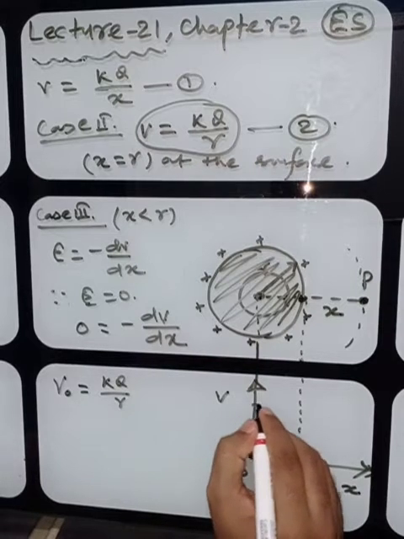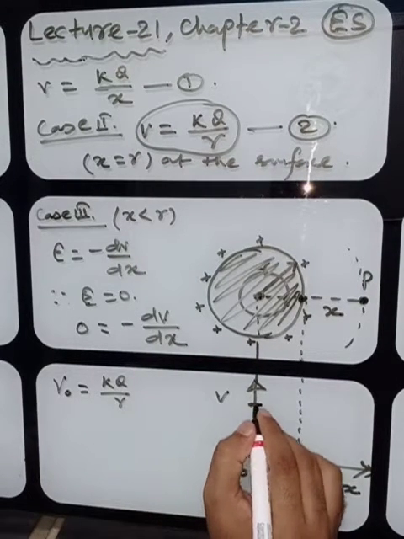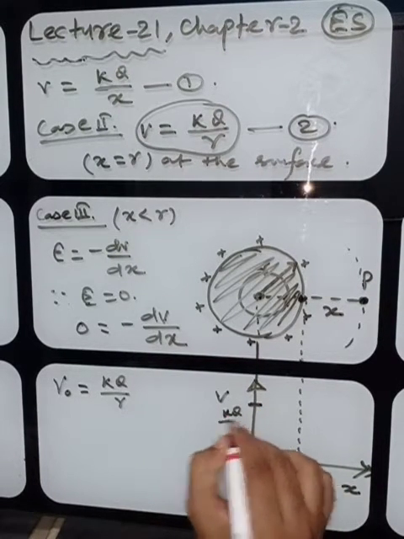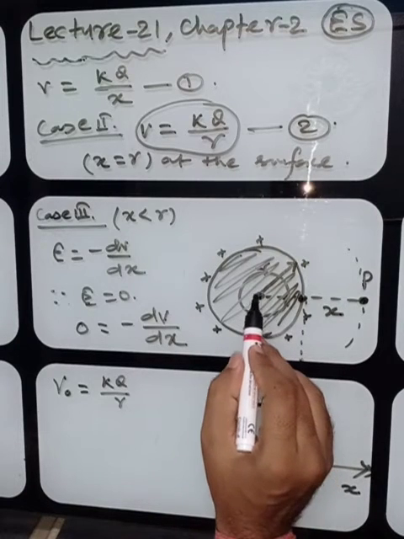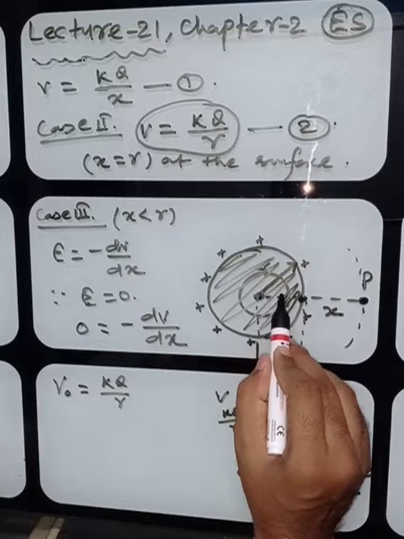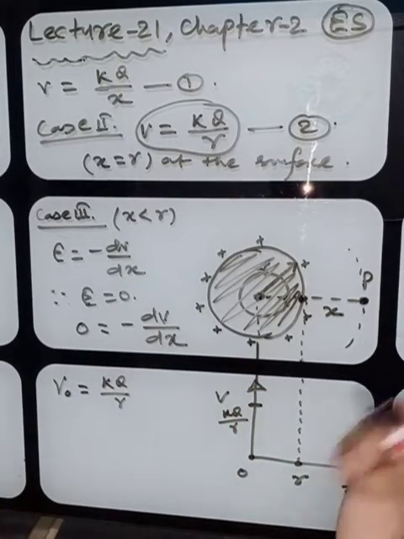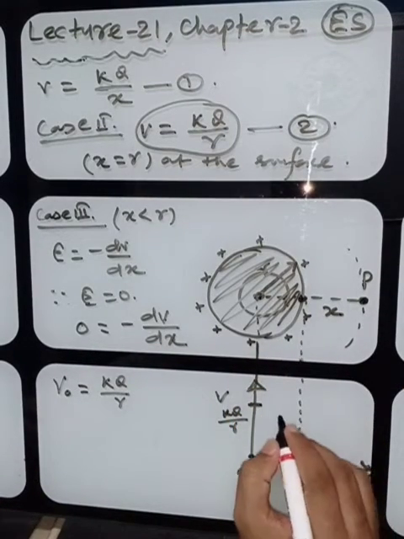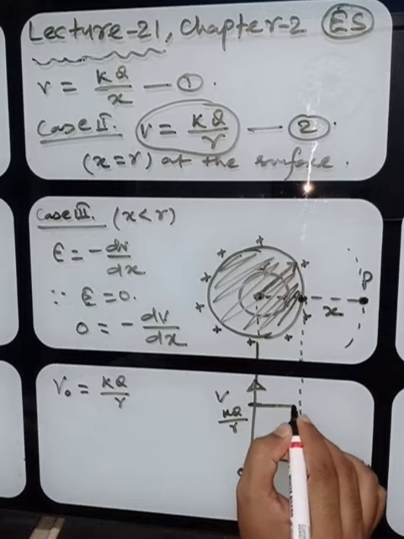It means it is not 0. Suppose this is KQ by R. As you are moving towards the surface of the shell, is the potential increasing or decreasing? The answer is no. It is not changing. It is constant up to the surface. So the graph will go straight.